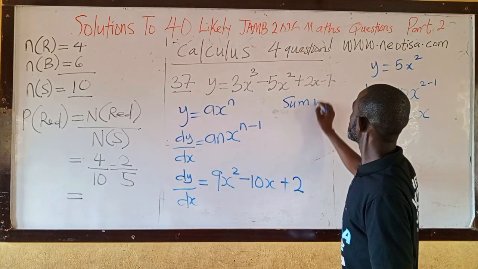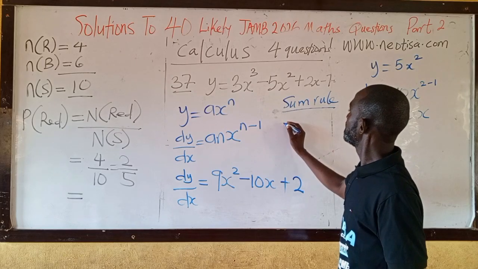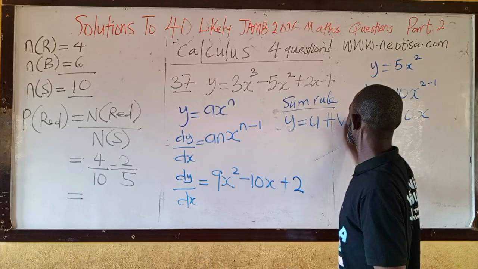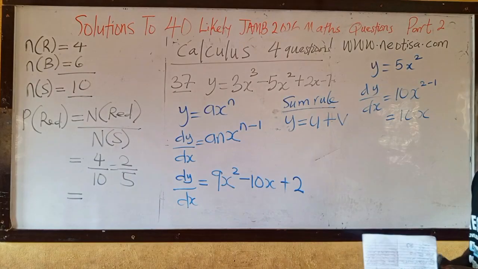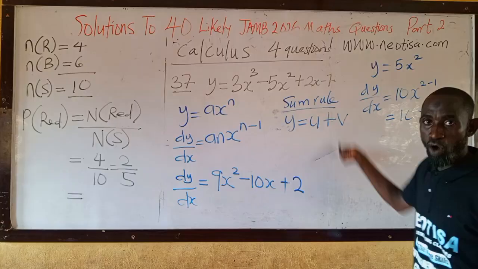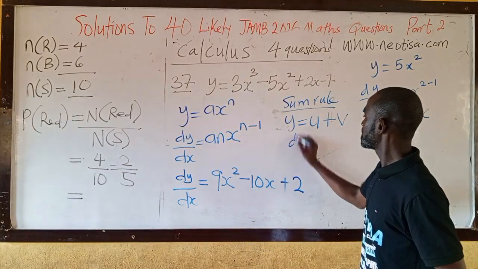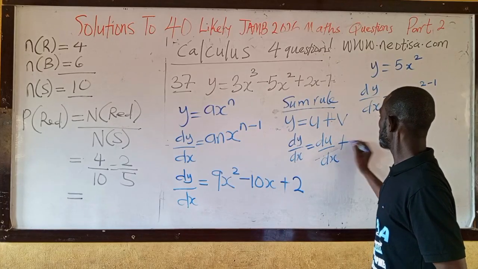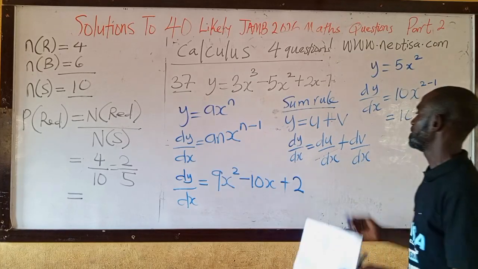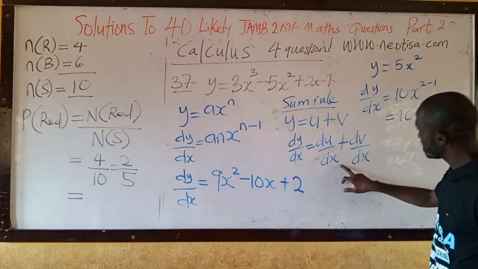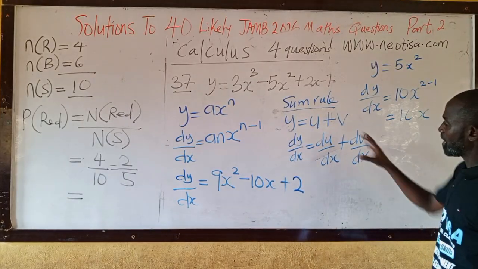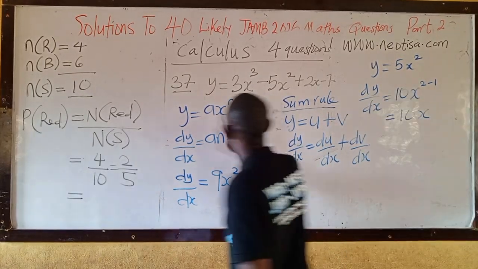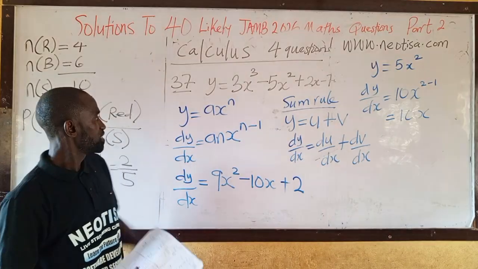The sum rule says if I have y equals u plus v, and these u and v are functions of x, then dy/dx equals du/dx plus dv/dx. Meaning u depends on x, v depends on x. I'll just find du/dx and dv/dx. So this is a sum, and I'll use the general formula one by one.